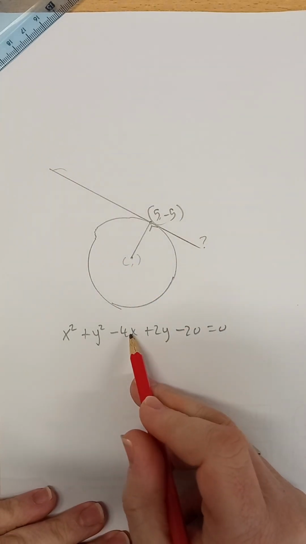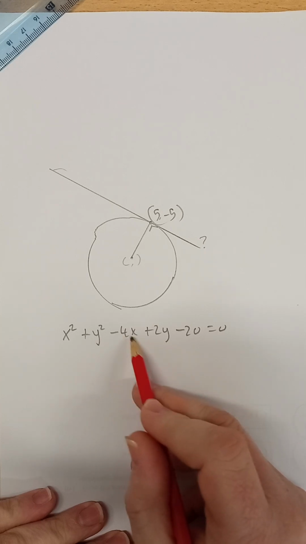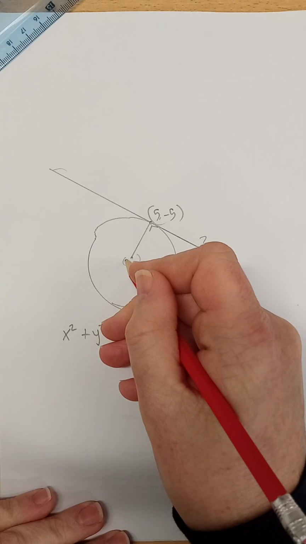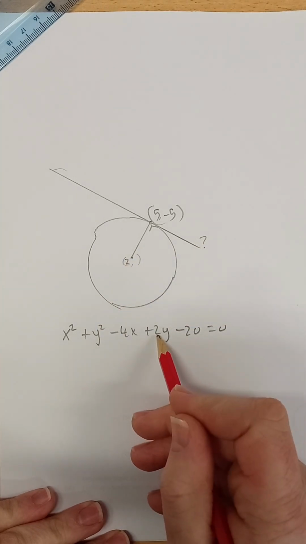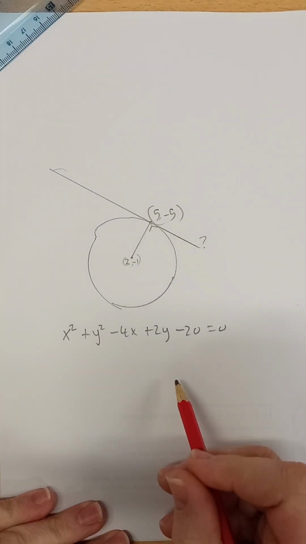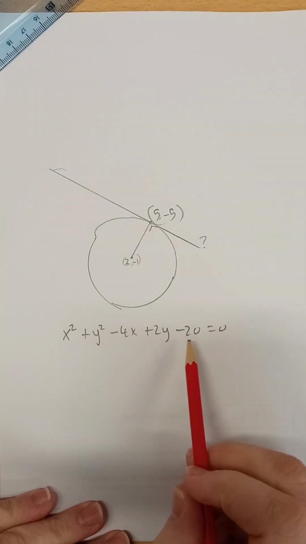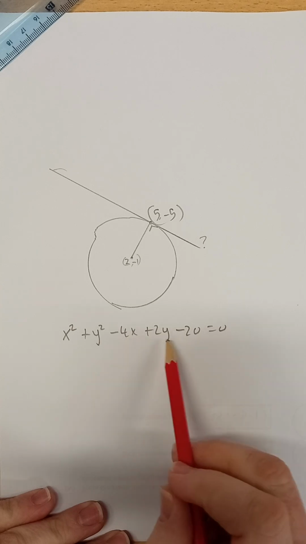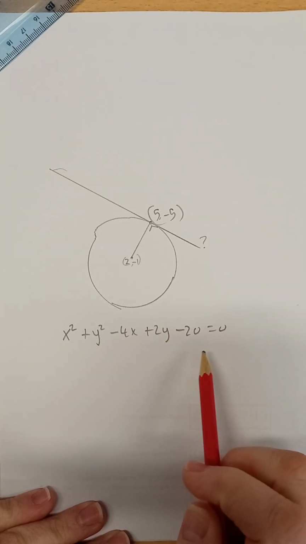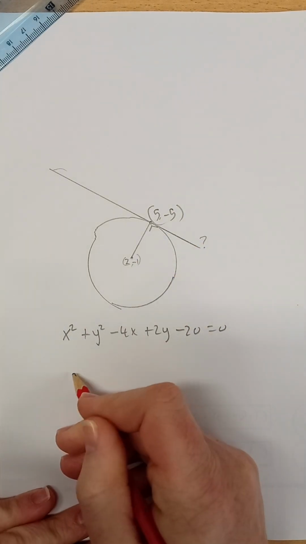So to find the center of this, we look at the x coefficient and we divide it by 2 and change the sign. So it becomes 2. And we look at this and we divide it by 2 and change the sign. It becomes minus 1. Okay, so that is how you can read off very quickly the center of a circle when it's in this expanded general form. Okay, so now that I have this, I'm going to find the slope of this.